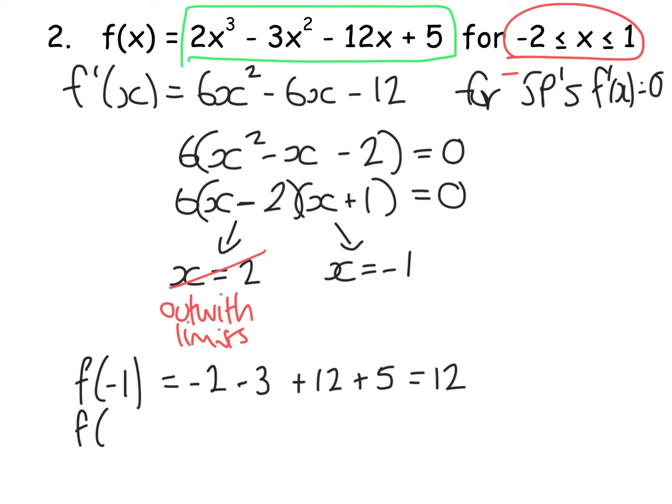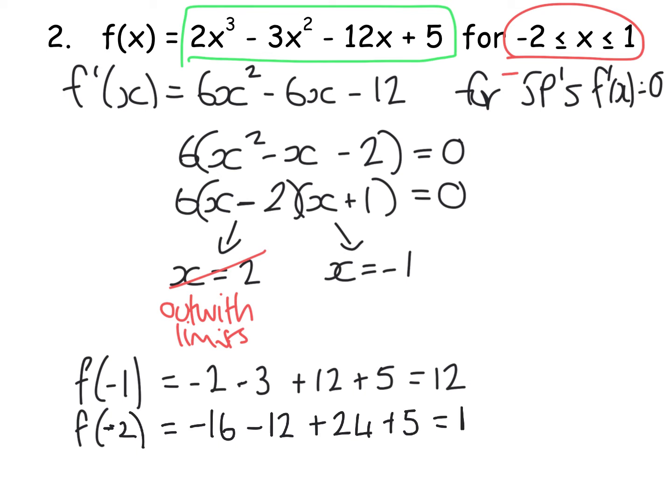So f of negative 2 would be, well, negative 2 cubed is negative 8, doubled is negative 16. Negative 2 squared is 4, times minus 3 is minus 12. Negative 2 times minus 12 turns into plus 24, and then plus 5. So if I do the positives first, that's 29, and take away 28, which is 1.